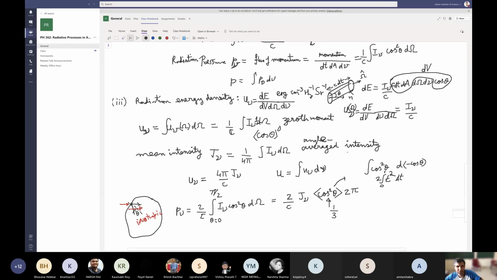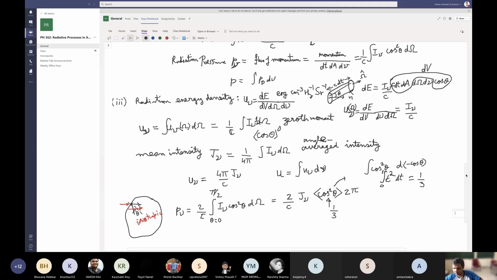Sorry, this two is not there, because I'm only doing an integral for theta equals 0 to pi by 2. So cos theta goes from 0 to 1, and this is nothing but t cubed by 3, which is 1/3. Right, so this is 1/3.